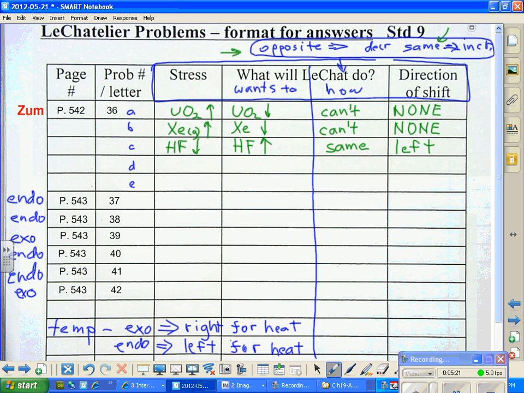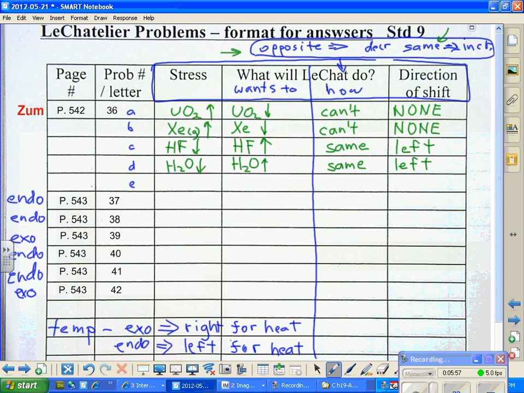And now we go to letter D, water vapor. H2O is removed. So that means the water has gone down in concentration. Well, Le Chatelier, of course, wants it to go up. So again, because we're talking about an up arrow, that means we're going to have to go to the same side that the water is on. And the same side that the water is on is the left side, because that's where water is. So that takes care of our water vapor.